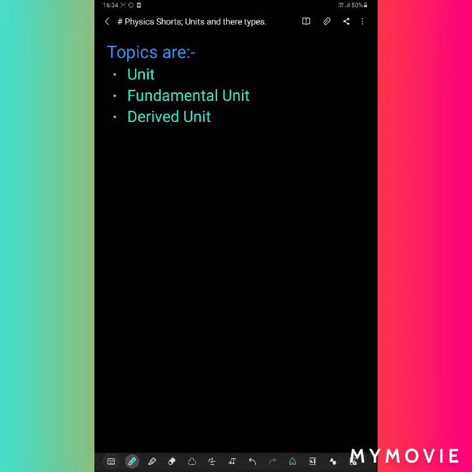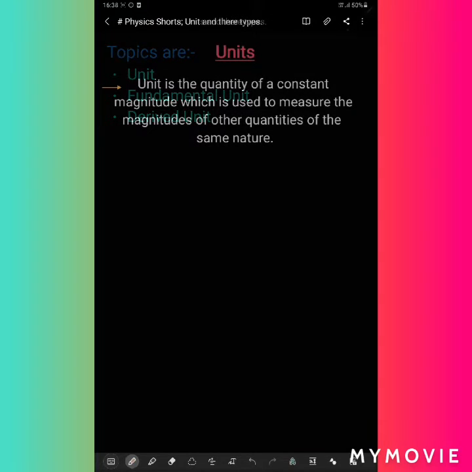So first let's know about what a unit is. A unit is a quantity of a constant magnitude which is used to measure the magnitudes of other quantities of the same nature. So this is the definition of units. So what is actually a unit? It is a quantity of a constant magnitude. First we need to understand what this magnitude is.